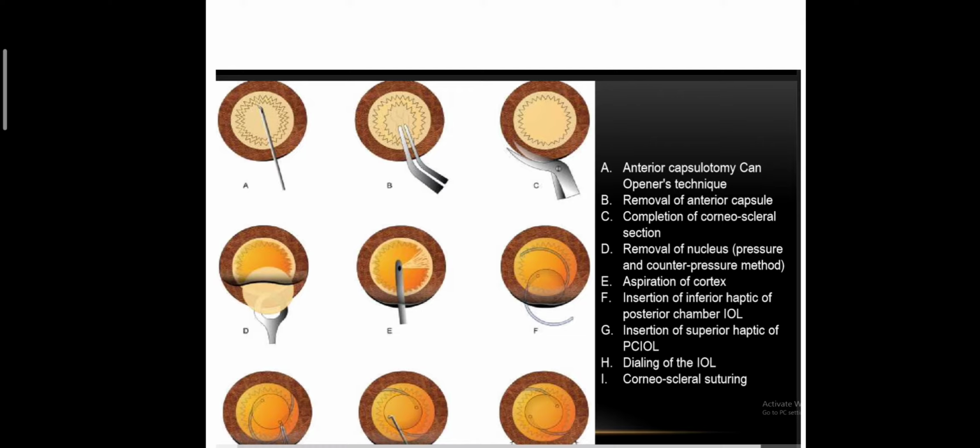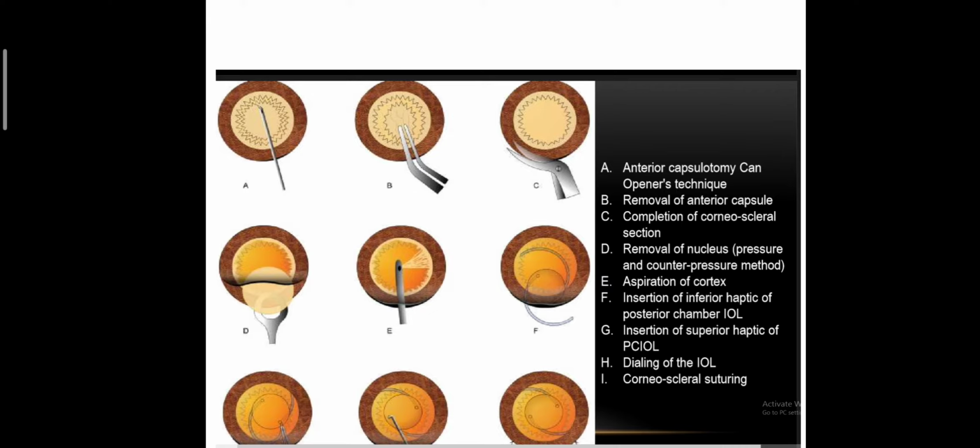Phacoemulsification, a good round capsular excess is very important. So continuous curvilinear capsular excess, wherein there are no tags and a proper round capsular excess can be performed. So in this, the capsule is torn in a circular fashion, either with the help of cystitome or with capsular excess forceps.